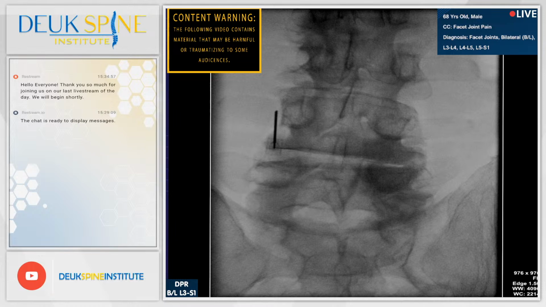Okay, so I'm going to numb things up, just to make it more comfortable for him. I've made an incision. The incision is about 3 millimeters in the skin. We're starting on the left side. Any questions, Sanjay? No questions.